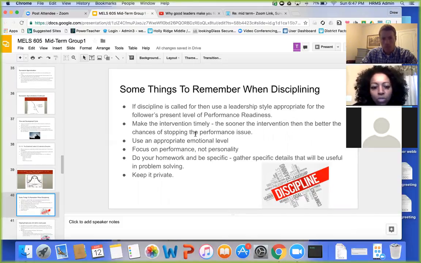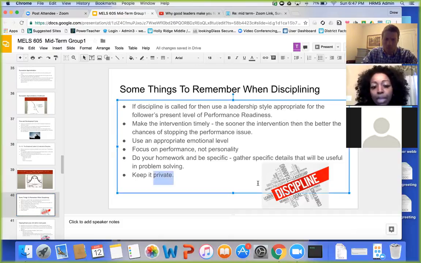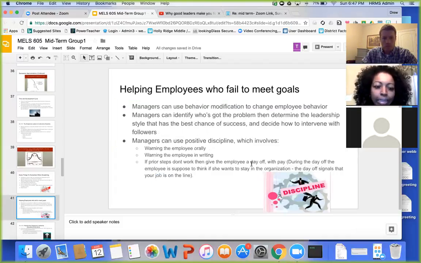Don't make it personal. Do your homework, be specific, gather all the details involved in the problem solving, get your data. You're not pointing fingers and blaming, you're not saying something about that person, you're saying something about their performance, if that makes sense. And keep it private. There's no need to tell others. You want to be confidential about this. And that goes for both the manager and the worker.